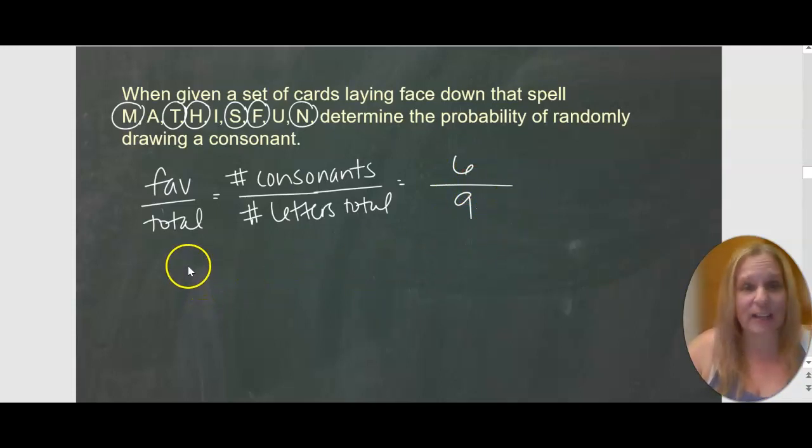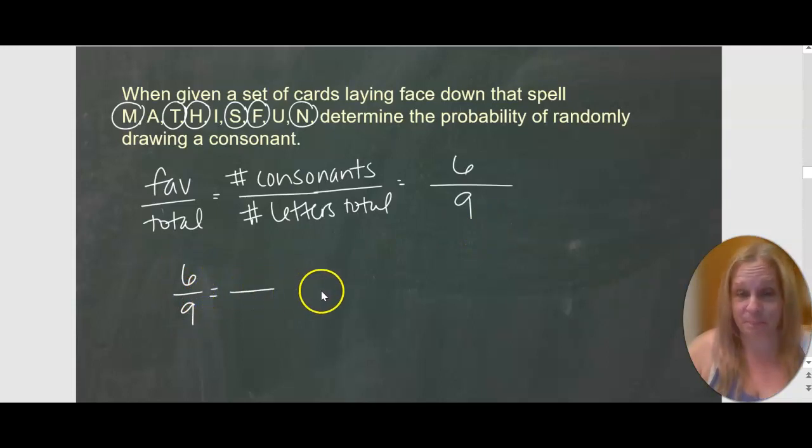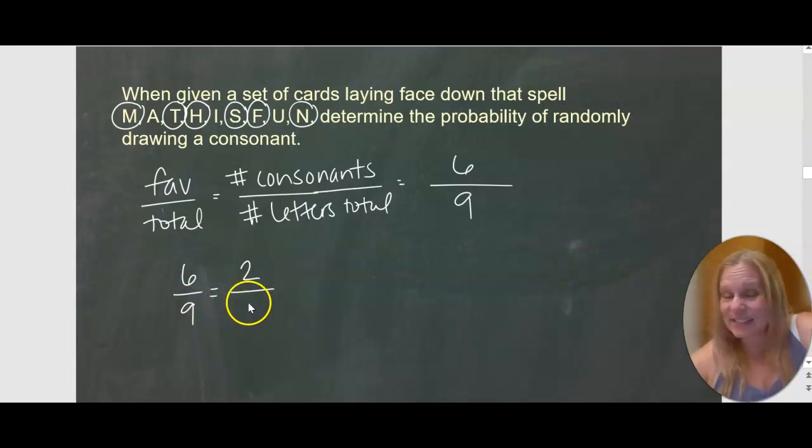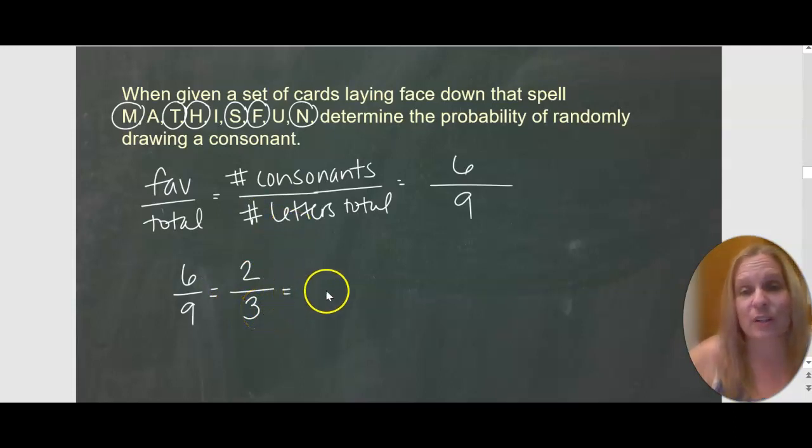First of all, I can reduce 6/9 because those are both divisible by 3. Divide 6 by 3, and you get 2. Divide 9 by 3, and you get 3. So 2/3 is the same as 6/9. I could also do that on the calculator.